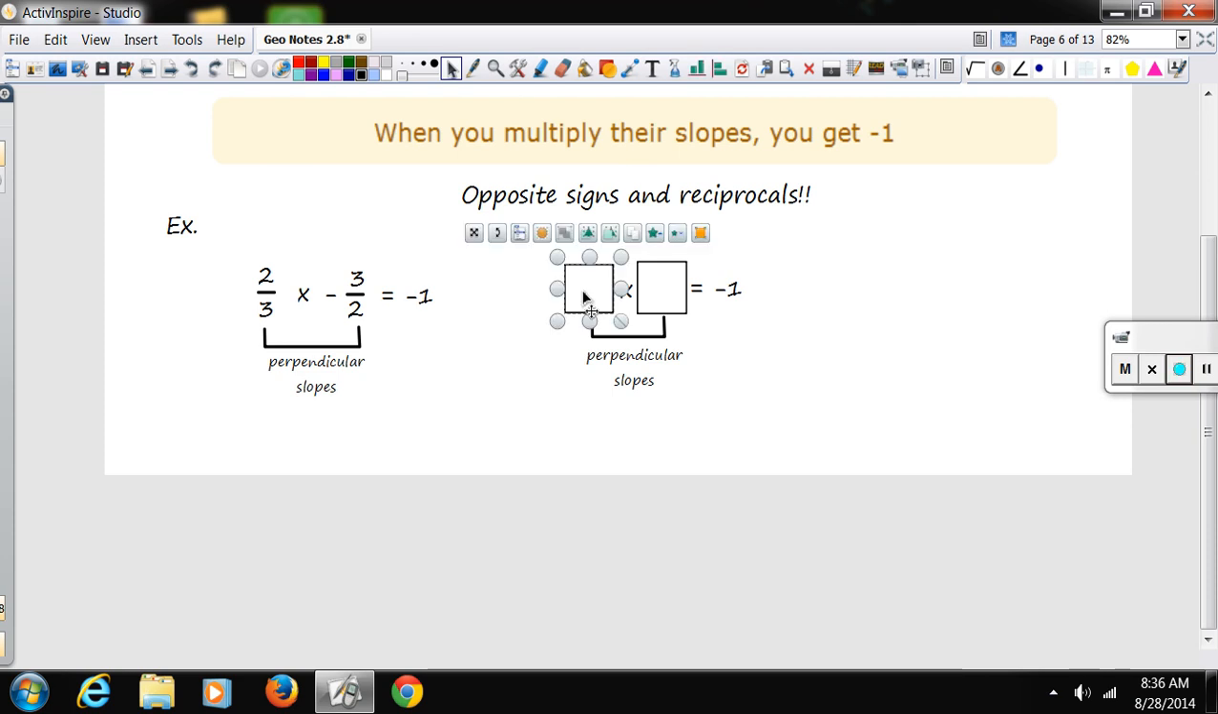What about -3? What would I multiply that by to get -1? This is already a negative, so what do we need here? Positive. And we have to flip it, so it's going to be what? 1/3. Positive 1/3 is right. Those two slopes would be perpendicular to each other. They would have 90-degree angles. Opposite and reciprocal slopes give you 90-degree angles.